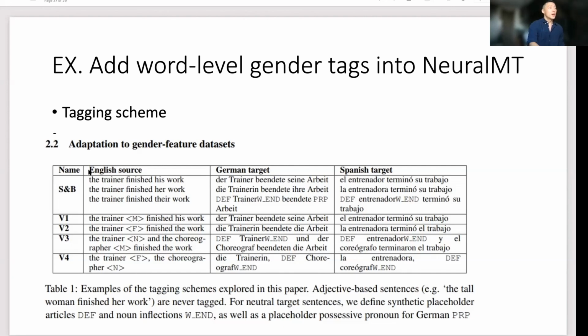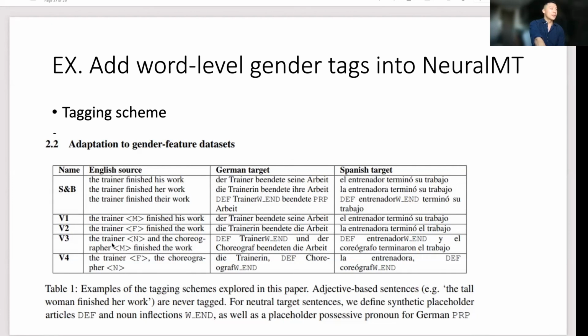For this, we could do something like this when you have to really enforce it. We could have this version, V1, where you test whether, if you tag it directly, the trainer is male, because it's very clear from the context. That is more reinforced, so when you see this in other contexts, it can translate it correctly.